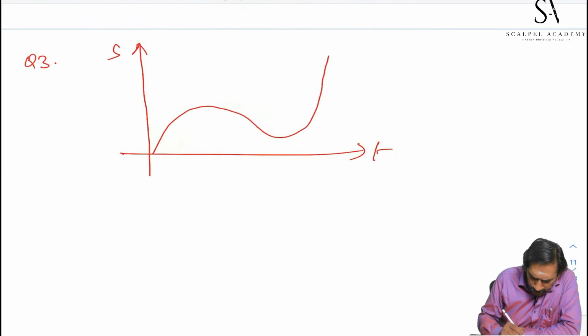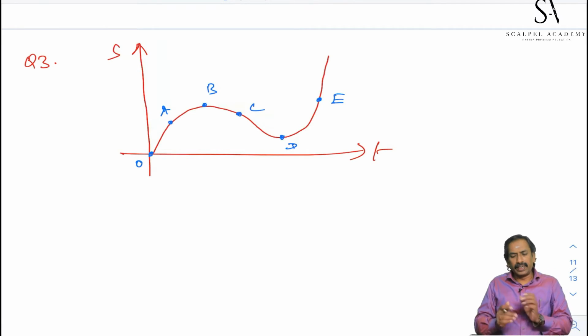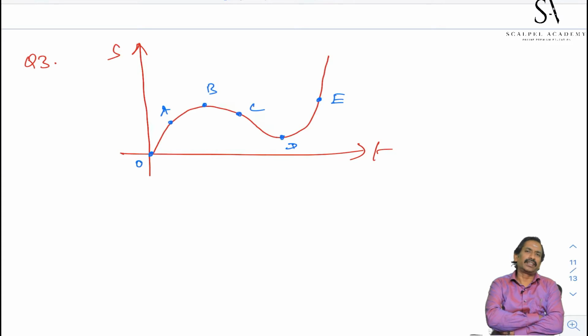Different regions I am going to select. Region A, region B, region C, region D, region E. Identify the regions in which velocity is positive, velocity is 0, velocity is negative. The question is to identify the region in which velocity is positive, velocity is negative and velocity is 0.